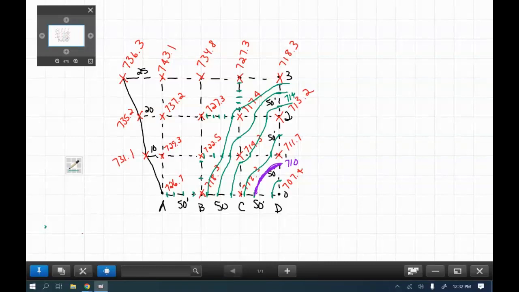I'm going to go from here to here to here. So you're doing 20 now. 720, okay. To there, and now I've got to figure out where it comes out. So it's got to come out between the 3, which is 718.3 and 727.3. So I've got a 720, 22, 24, 26.